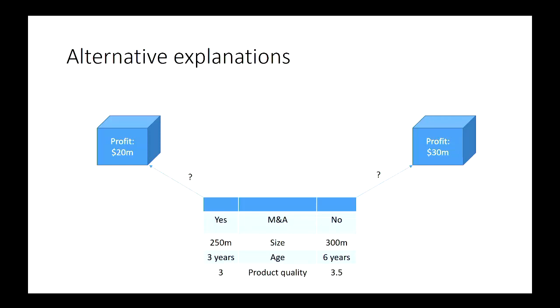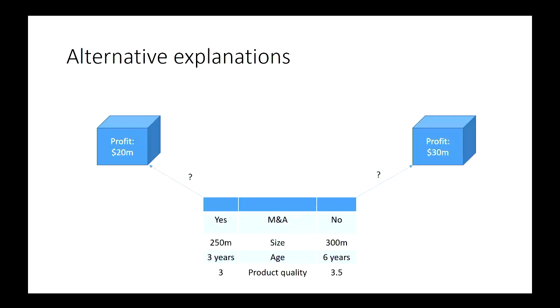First, look at what the problem actually is. The problem is really one of alternative explanations. Let's say you're comparing two companies. One of them is making a profit of 20 million, the other is making a profit of 30 million. You want to understand what is causing this company to have higher performance. The one difference between them is mergers and acquisitions. This company engaged in a merger and acquisition, this one didn't.